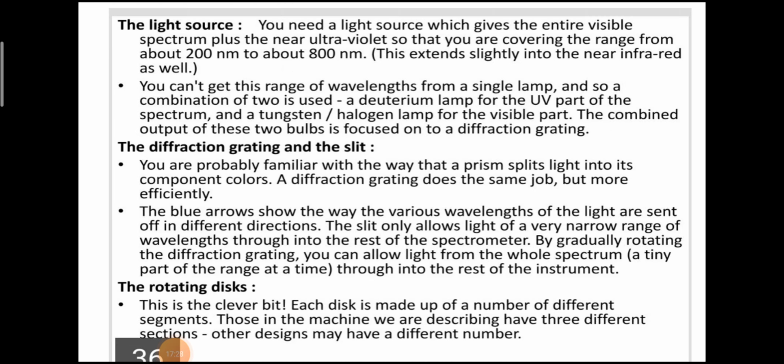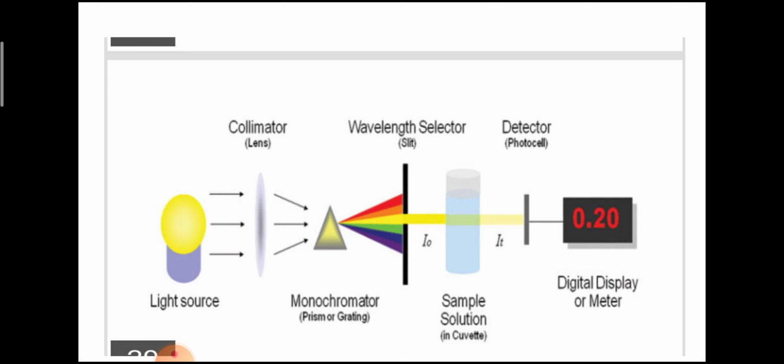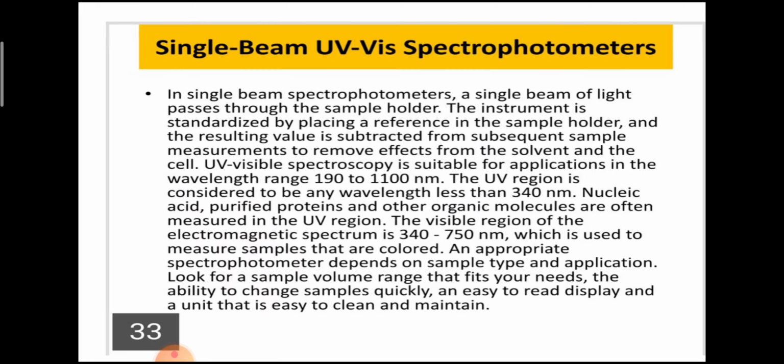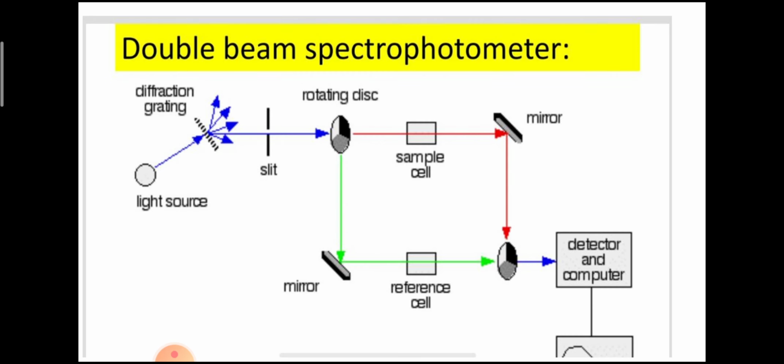So instruments are of two types: double beam spectrophotometers and single beam spectrophotometers. This is a single beam photometer diagram. In a single beam spectrophotometer, the light completely passes through the sample solution. In a double beam spectrophotometer, at a time the light passes through the sample cell and reference cell. That's why this instrument is called a double beam spectrophotometer.